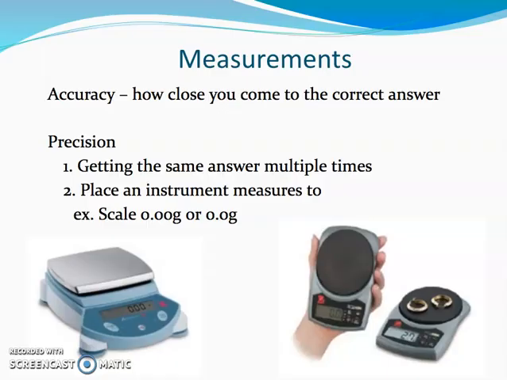For example, if a scale goes 0.00 grams, so that's 2 places past the decimal, that's much more precise than a scale that would go 0.0 grams. So only 1 place past the decimal. So precision is important because if something is more precise, we would have more places past the decimal. So there are 2 ways to think about precision, but both are important.